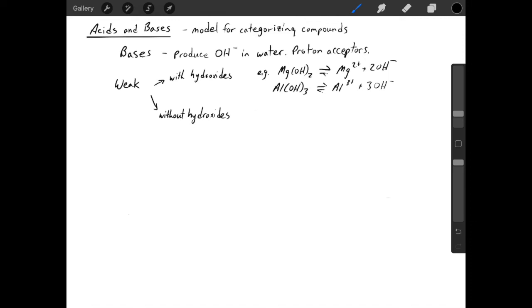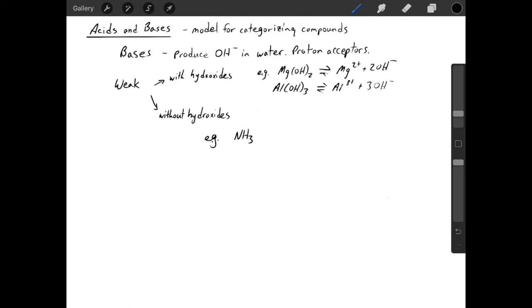So the weak bases without hydroxides behave a little bit differently. They still produce OH-, but they do it indirectly rather than directly. And the easiest way to explain that is to use an example. So the most common weak base that you'll encounter is likely to be ammonia, and ammonia obviously contains no OH- groups. So it can produce OH- in water though, and it does it by actually reacting with the water itself.